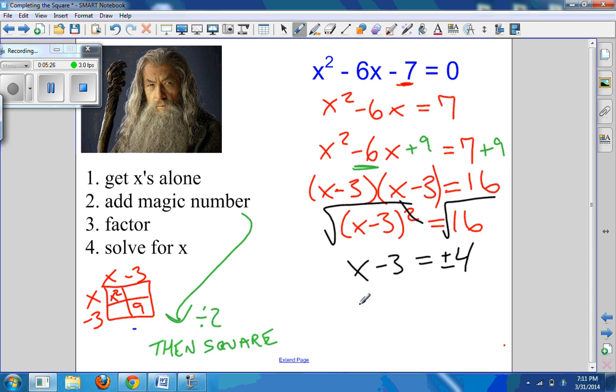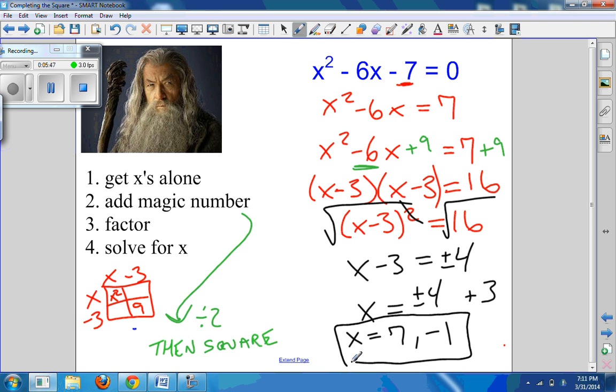Then x is going to equal plus or minus 4 plus 3. So if it's positive 4 plus 3, that'll equal 7, or if it's negative 4 plus 3, that'll equal negative 1. This is the same answers we got by factoring, but it took 10 times as long, right? So factoring's easier, always, if we can do it.